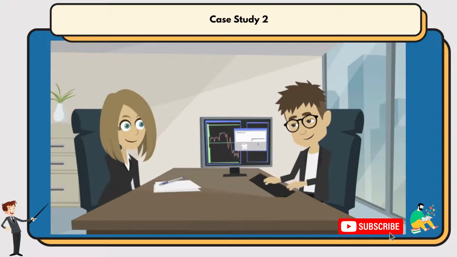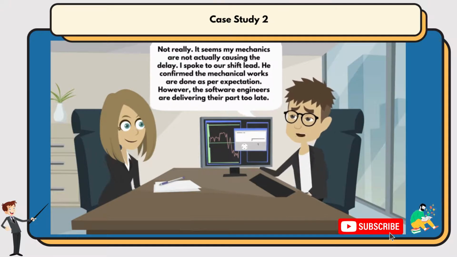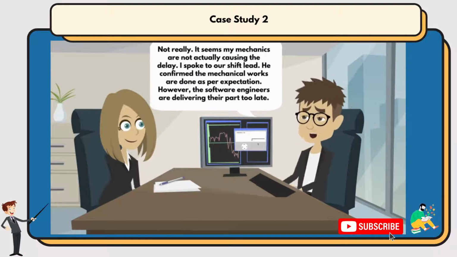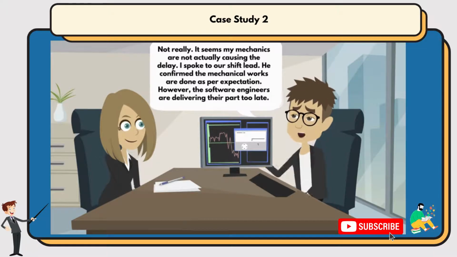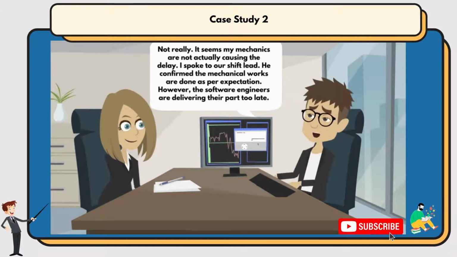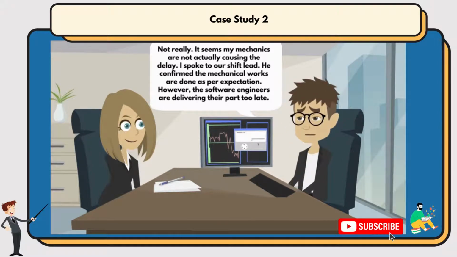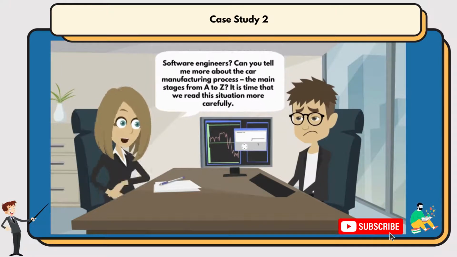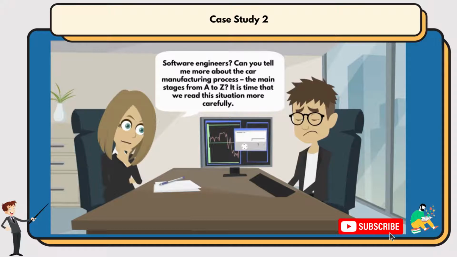Jeff checks his notes. Not really. It seems my mechanics are not actually causing the delay. I spoke to our shift lead. He confirmed the mechanical works are done as per expectation. However, the software engineers are delivering their part too late. Ray puzzles. Software engineers? Can you tell me more about the car manufacturing process? The main stages from A to Z?